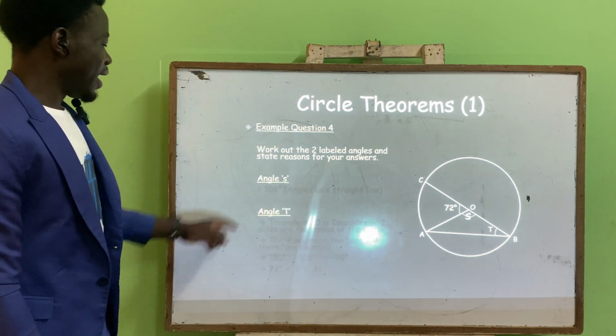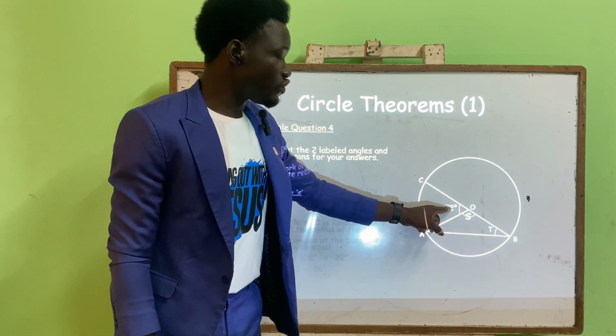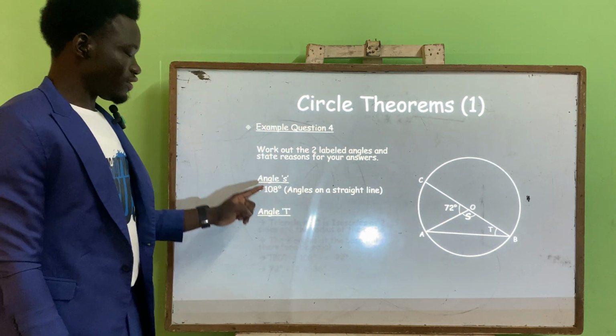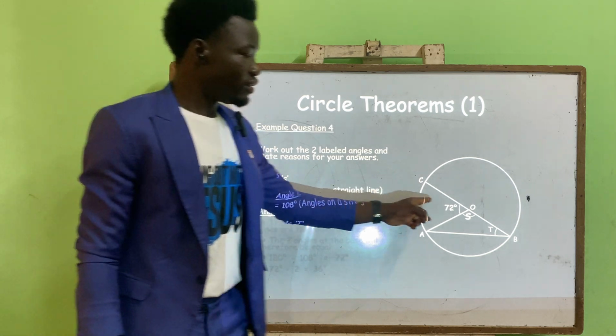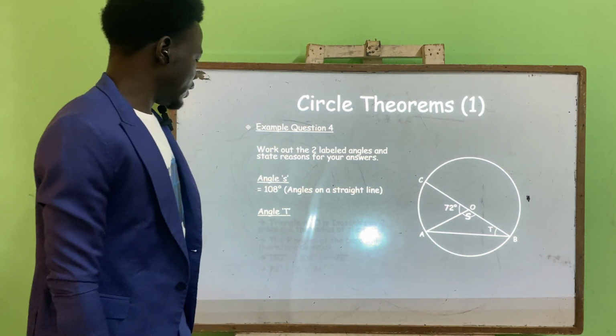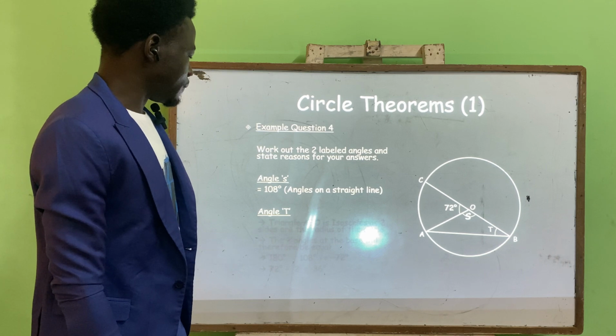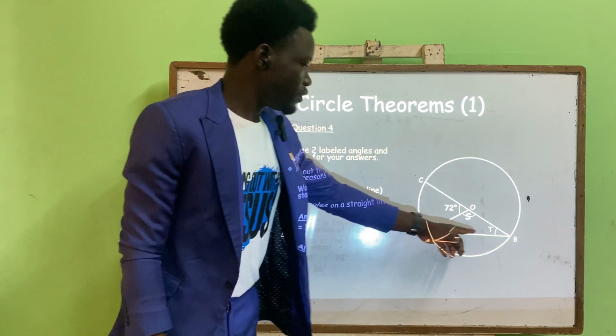So we can find angle X. So 180 minus the same two gives me angle X, which is 108 degrees. Angles on a straight line sum up to 180. So simple as that. Now we can get the angle T, which is in this place.